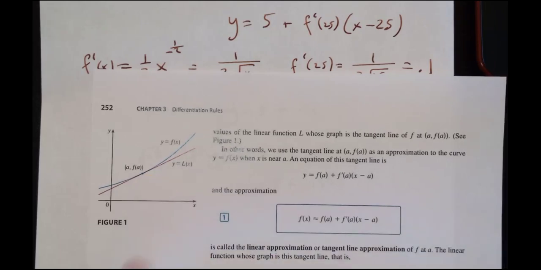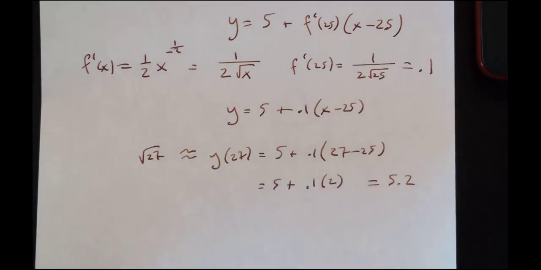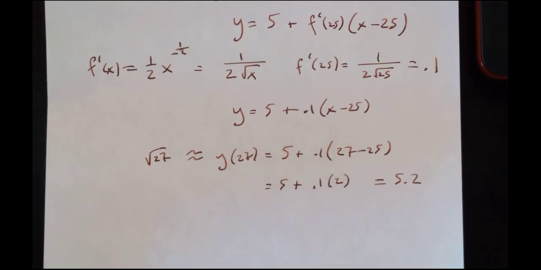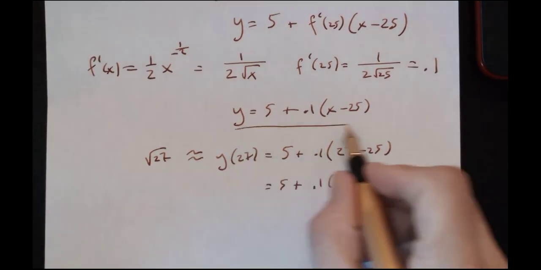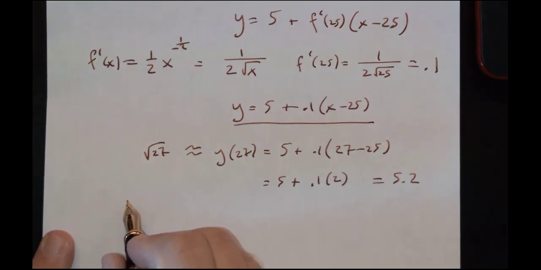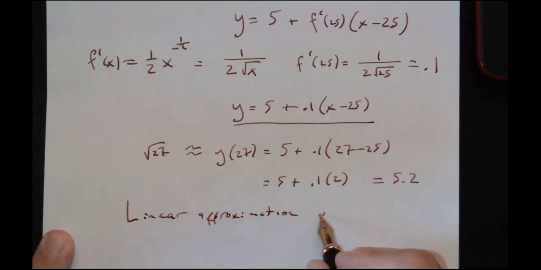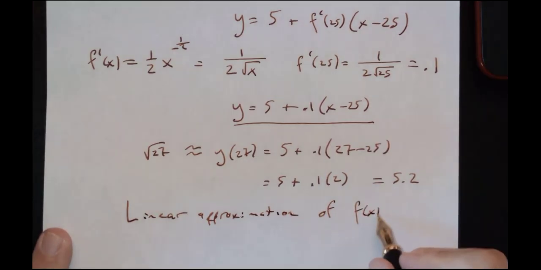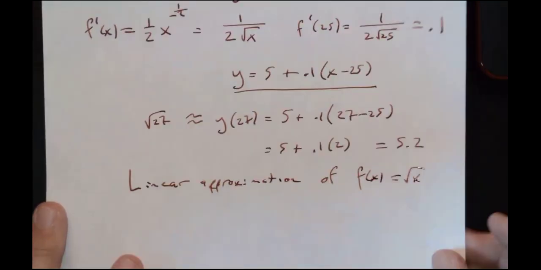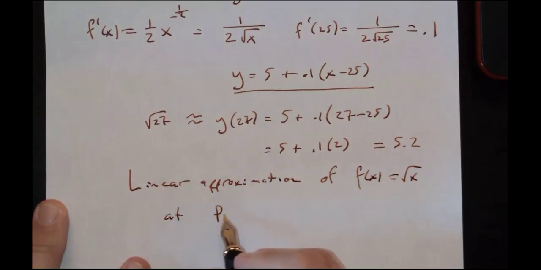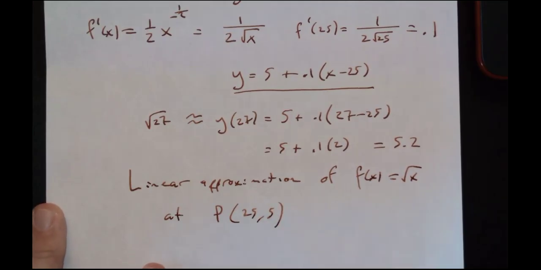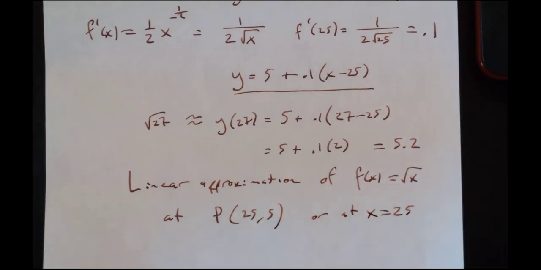This idea can be done in general. And this function that we came up with right here, this is a straight line. It's called the linear approximation of the function, in our case, the square root of x, at our point, or at x equals 25. I can say it either way.